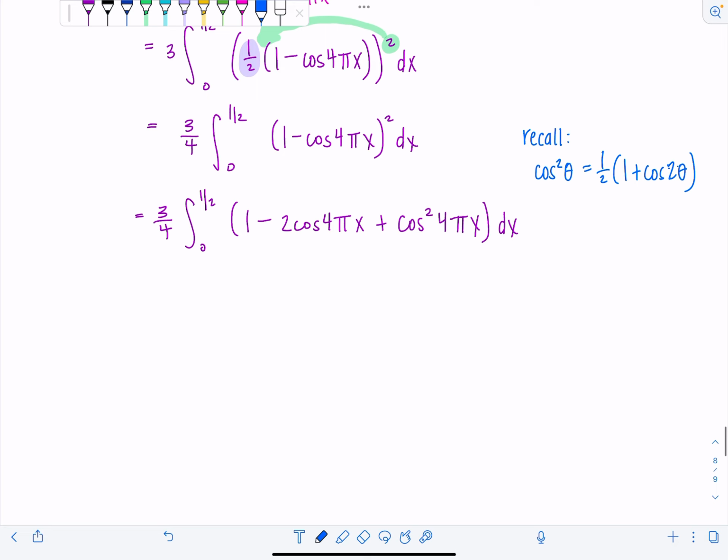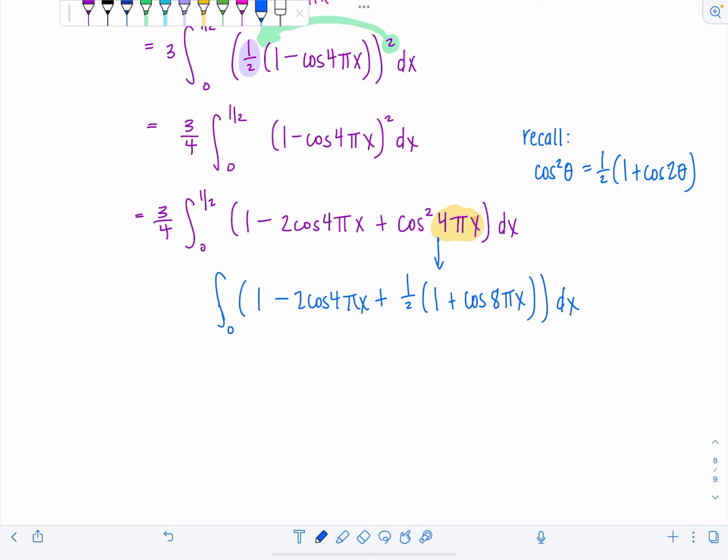So that means I'm going to replace this term here with 1/2 times 1 plus cosine of double 4 pi, so that's going to make it 8 pi x. Everything else we're just going to rewrite. And I'm not going to integrate just yet because I want to consolidate as much as possible. I don't normally write backwards from right to left. It felt very peculiar right now. I don't know why I did that.